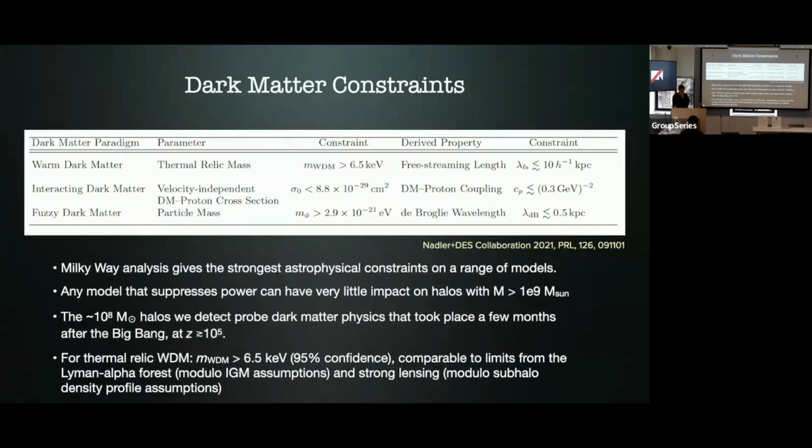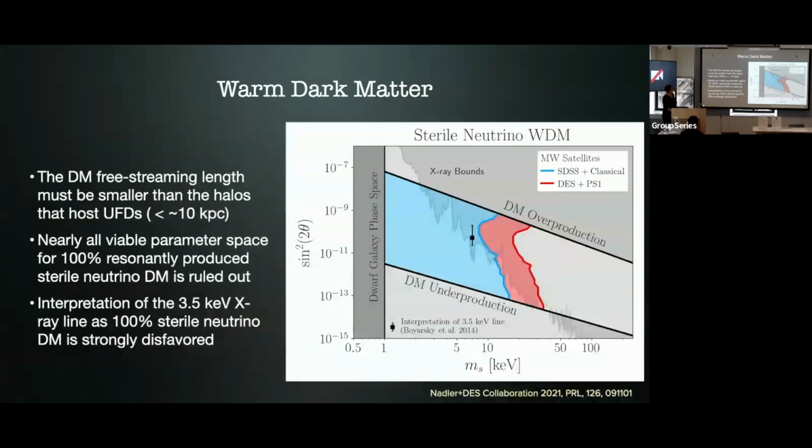So just to very briefly go through a few of the specifics here. The basic idea in warm dark matter is that, because these halos exist, the dark matter free streaming length must be smaller than the halos that host the ultra-faint dwarfs. So that has to be smaller than about 10 kpc.